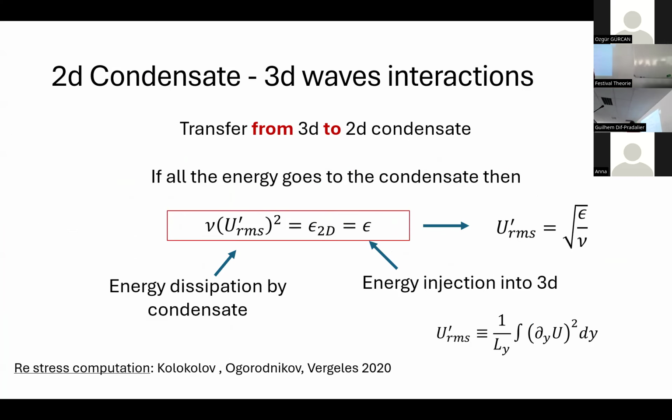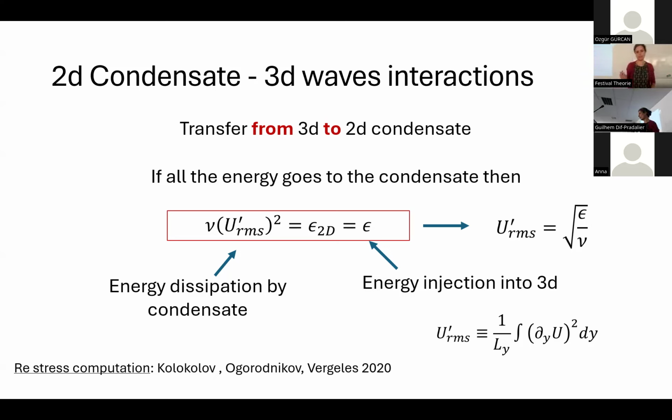But if all the energy goes to the condensate, then we can do an energy balance and predict the amplitude of the condensate, the RMS of the shear, would look like this. This means that if we go to low enough Rossby numbers, so high enough rotations, then we should see a constant. And actually, this whole thing also came from another work which I read by Kolokolo in 2020, where they did this computation.